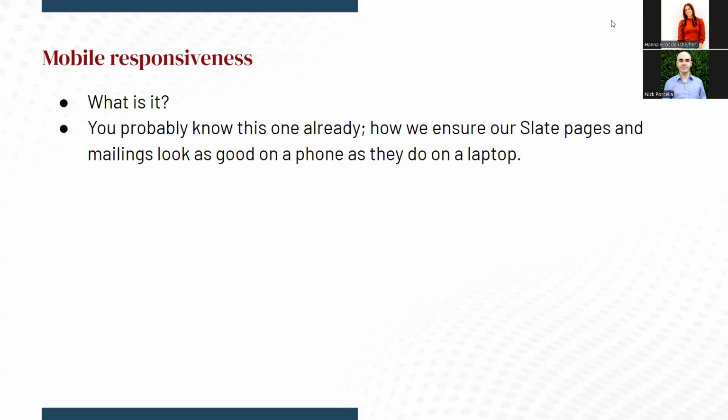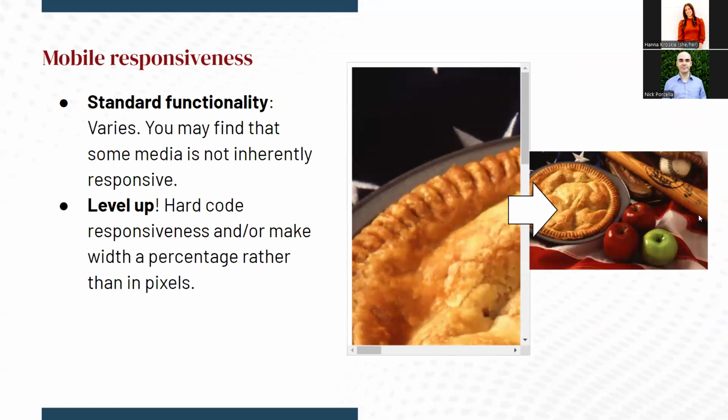Speaking of responsiveness, I think most folks already know what this is. You probably work with this quite a bit, but how do we ensure, in Slate's case, that our Slate pages, our mailings, look as good on a phone as they do on a laptop or any viewport? And for these, standard functionality varies. Some media may be inherently responsive, some might not. For this option, the way to level up is to hard code mobile responsiveness. Now, it would be not a very good use of our time to walk through what that code looks like here because it's very technical, but it's not hard to add.